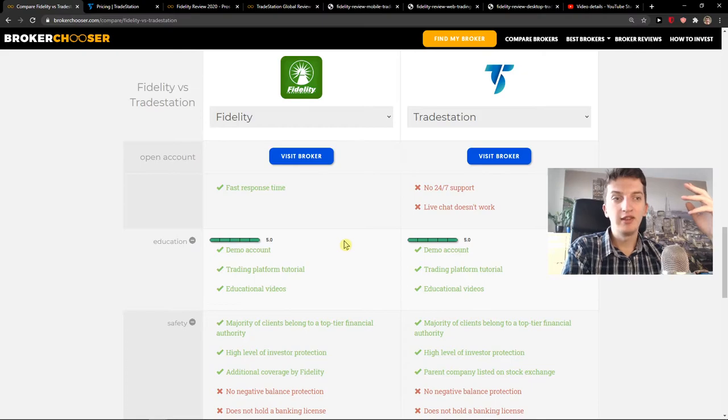Now, what I also like on both of these platforms is that you can have a demo account. That's huge for me because you can test the waters, right? You can test both of these platforms, see what you like, what you don't like, see the fees by yourself if you actually like the platforms. And that's pretty much it.